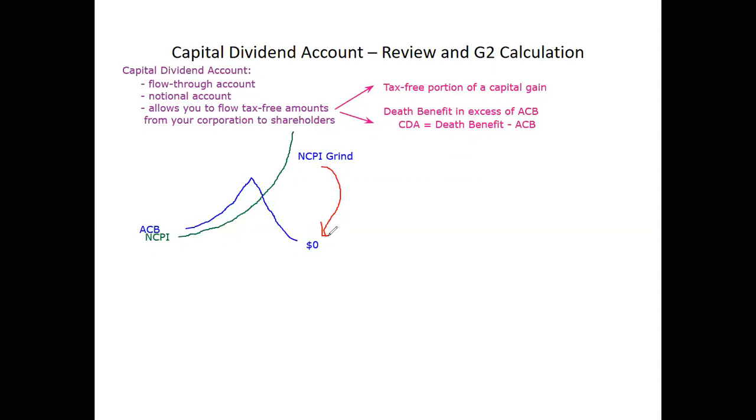All right. Now you can see what happens then under G3, because if you've got a rated policy under G3, now your NCPI is going to go at an even faster pace. That's right. And it's going to grind your ACB down at a commensurately faster pace. So you're going to have an accelerated NCPI grind. Does that make sense?